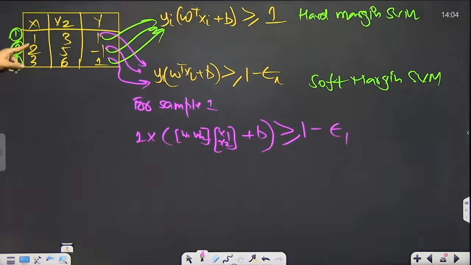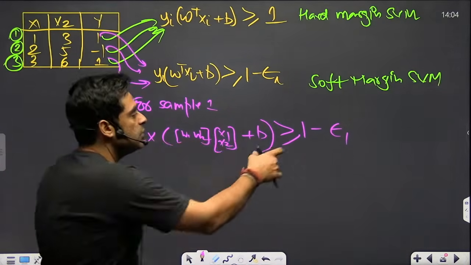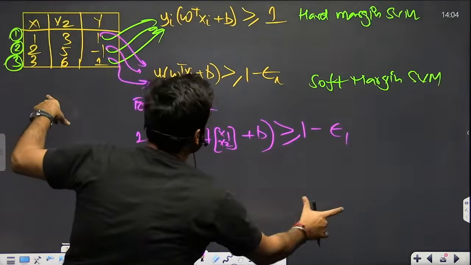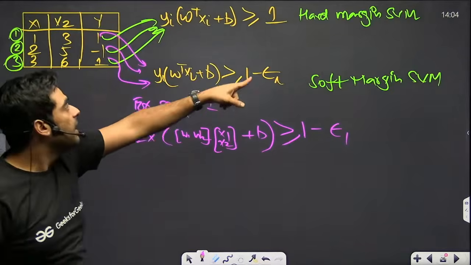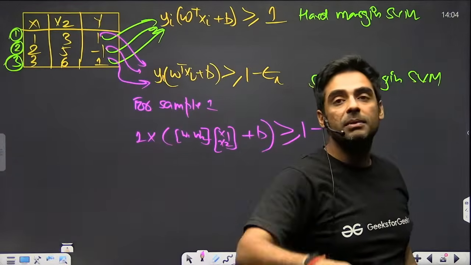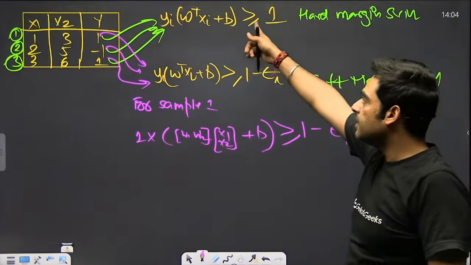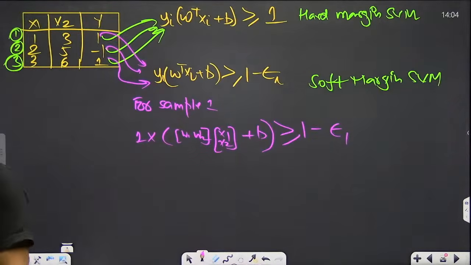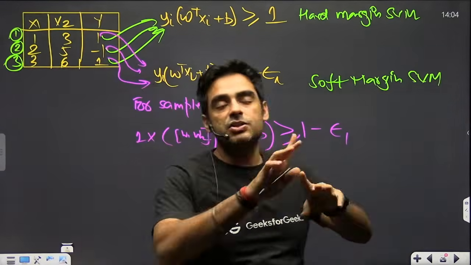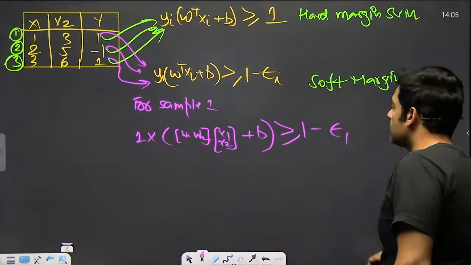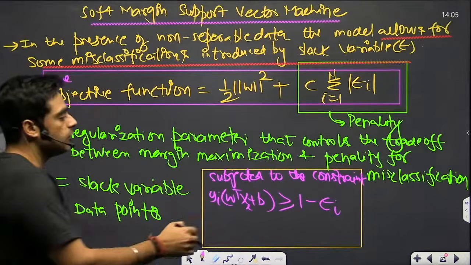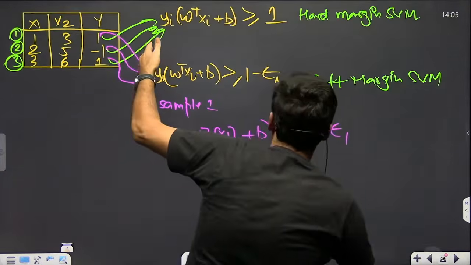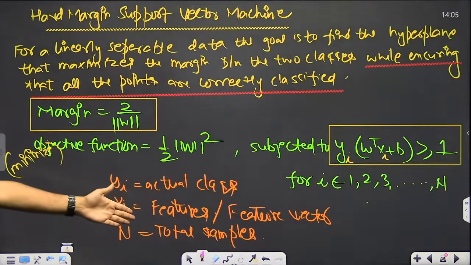Similarly, for sample 2 also, I would put 1 minus epsilon 2. For 3, I would put 1 minus epsilon 3. So this is how the condition would change for soft margin SVM, and these are the conditions for hard margin SVM. You have to remember that hard margin doesn't allow for misclassification. This is the mathematical formulation for hard margin support vector.